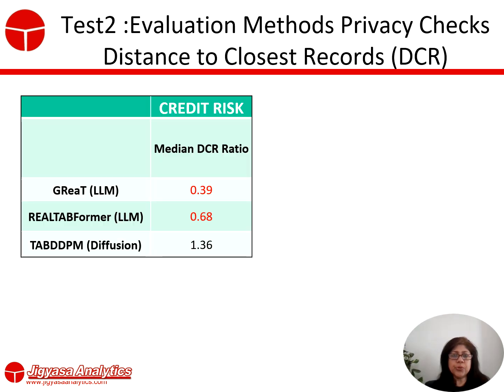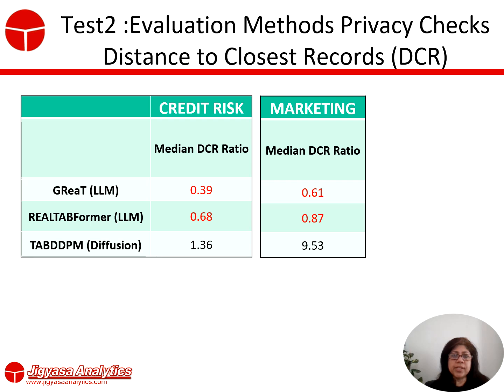This table shows the median DCR ratios for the credit risk dataset. We can see that for GReaT and REaLTabFormer synthetic samples, median DCR ratios are less than 1. And for the TabDDPM synthetic sample, the median DCR ratio is greater than 1. This table shows the results for the marketing dataset, and we see similar results here as well.